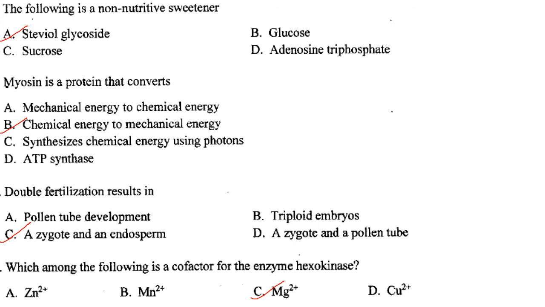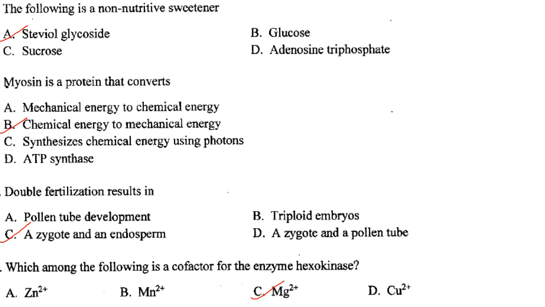Answer is option A. Then myosin is a protein that converts. So myosins are a superfamily of actin motor proteins that convert chemical energy in the form of ATP to mechanical energy, thus generating force and movement. So the answer is option B, that is chemical energy to mechanical energy. Answer is option B. Then next one.